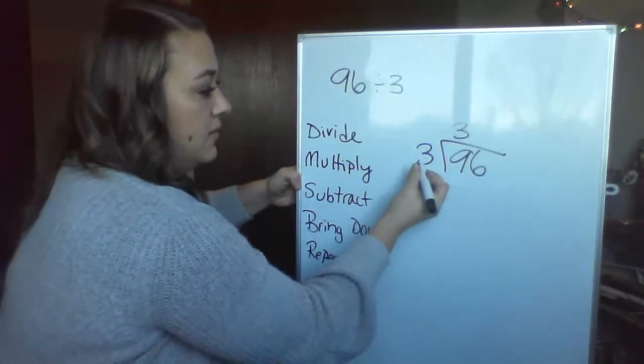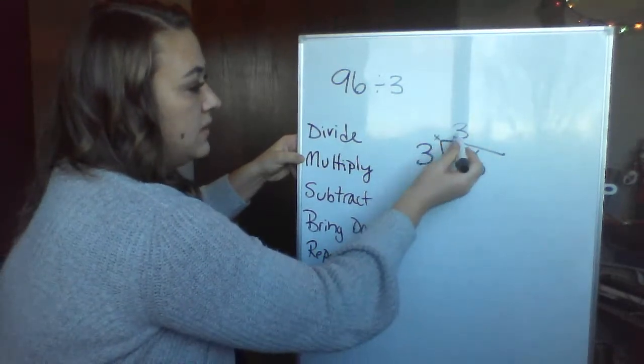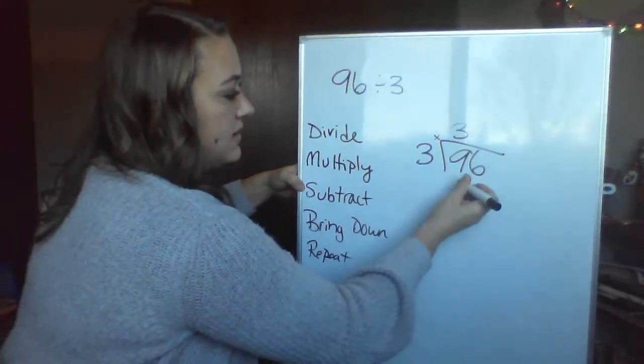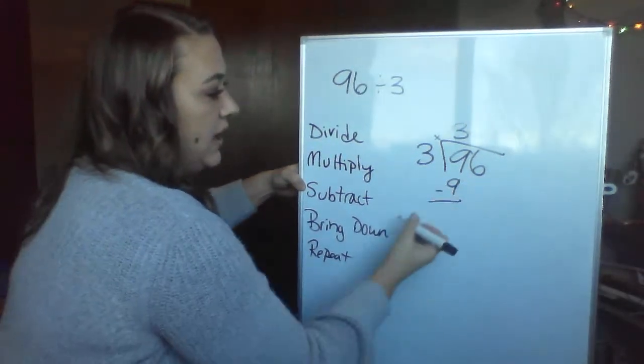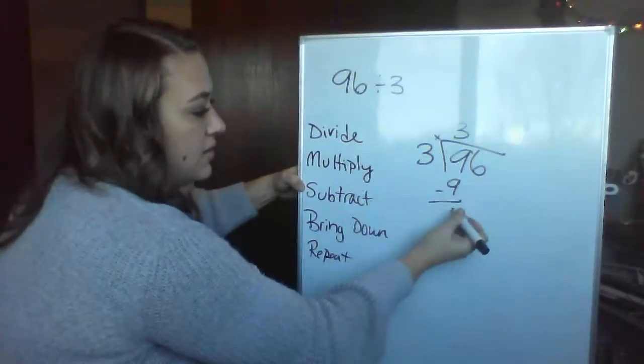I just divided. Now I need to multiply. 3 times 3 gives me 9. I'm going to subtract that from the number I just divided into. 9 minus 9, 0.